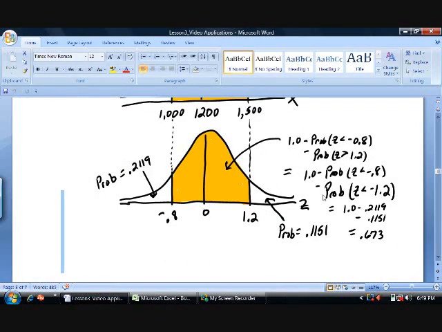All right. We go back to the application, do the math. So our probability is 1 minus the 0.2119, this lower tail probability, and minus 0.115, this upper tail probability, and we get an overall probability of 0.673. That means there is a 67.3% chance that the number of customers will be between 1,000 and 1,500 on a given day. And that's the end of video number 3.